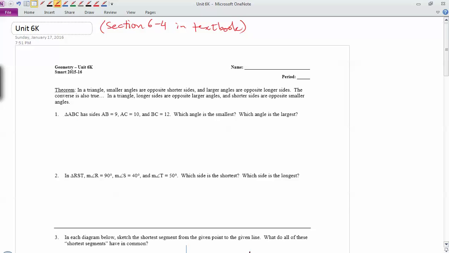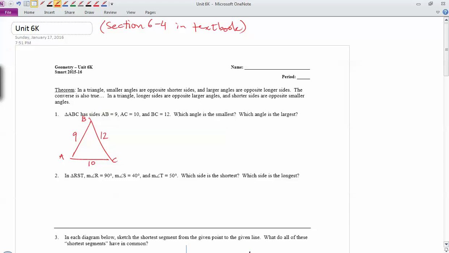Number one, we have a triangle with 3 sides. And so I'm not going to bother drawing things to scale here. We're just using this as a reference. So AB is 9, AC is 10, and BC is 12. And the question is, which angle is the smallest?